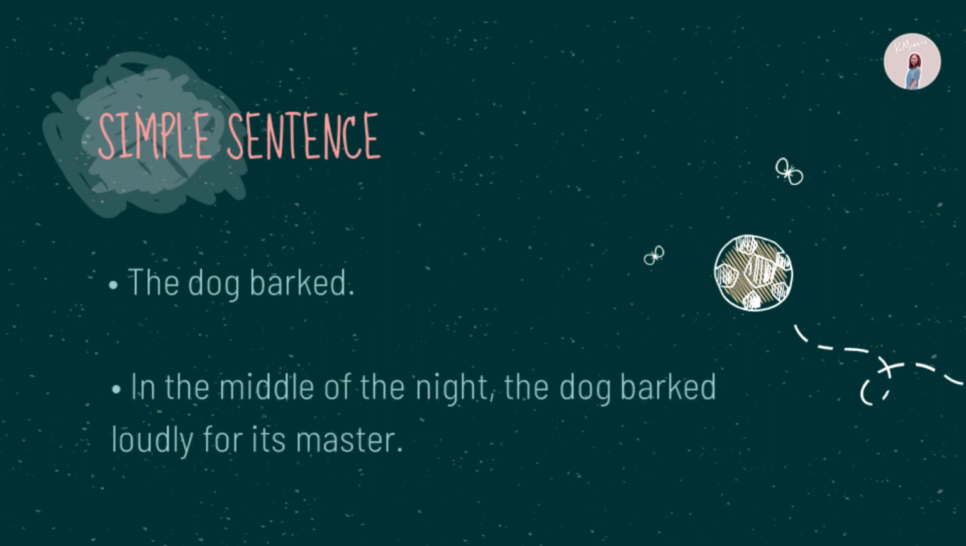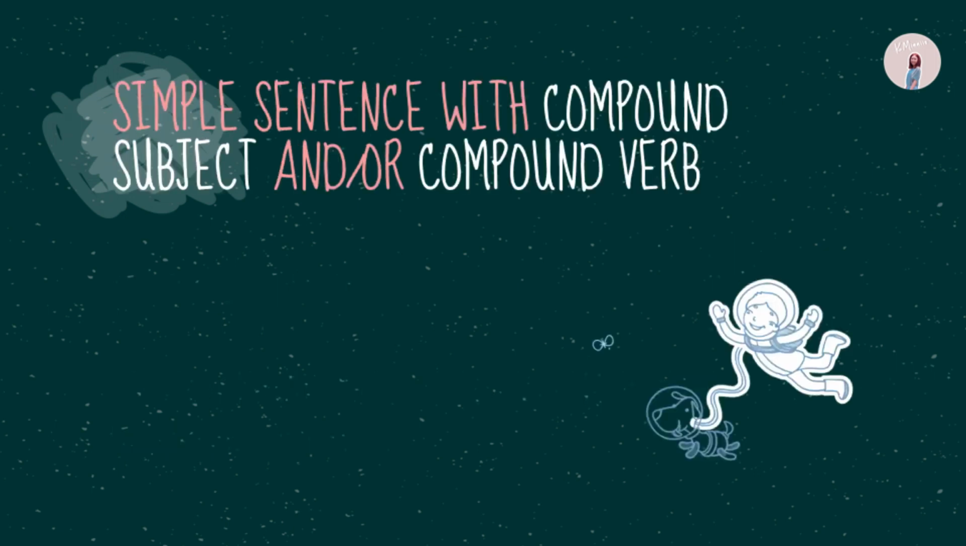Look at this. In the middle of the night, the dog barked loudly for his master. It's a little bit longer, but it's still a simple sentence. This sentence consists of the dog as subject, barked as a verb, and in the middle of the night, which is a prepositional phrase.